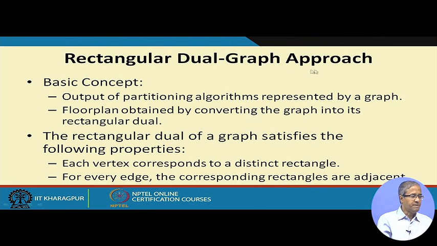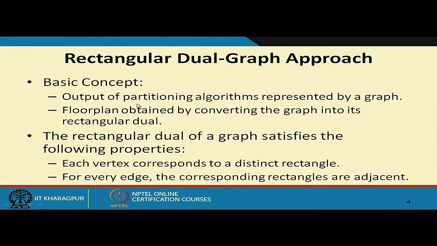Rectangular dual graph approach, this is a very interesting approach. You can see here we utilize the linkage of floor planning with partitioning. Typically, when partitioning is carried out, the output of the partitioning process is represented by a graph. Floor plan is obtained by converting the graph into its rectangular dual. Now, let us first very quickly see what this rectangular dual means. Okay. Let us take an example.